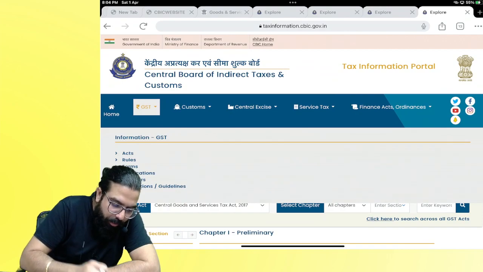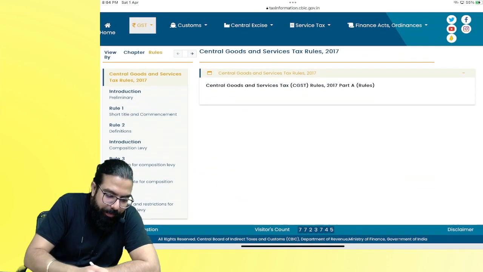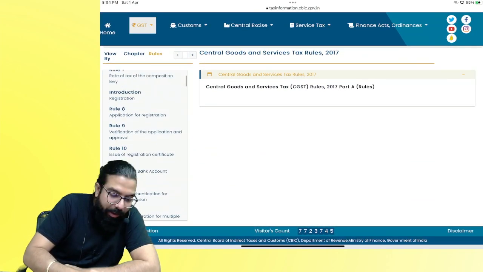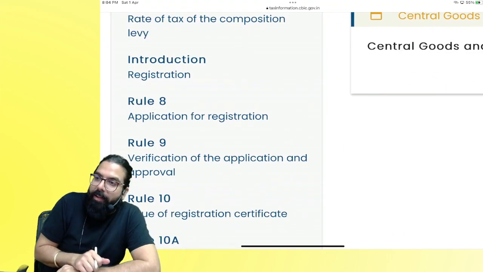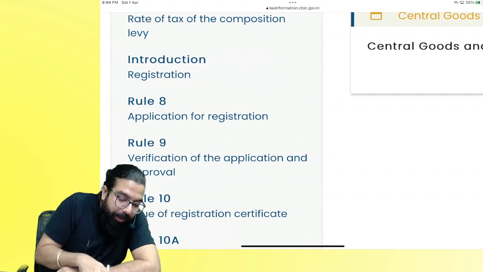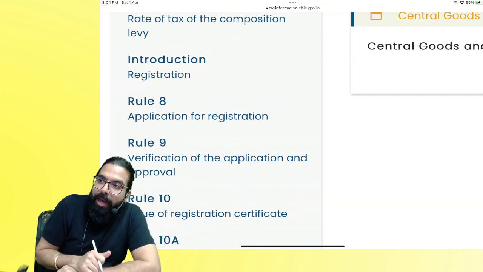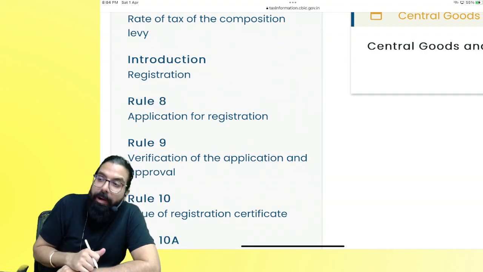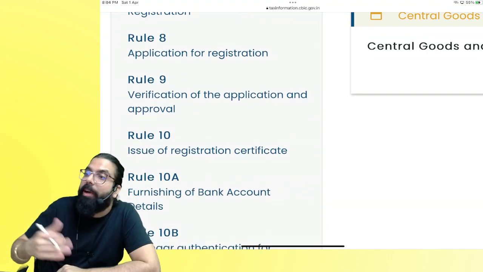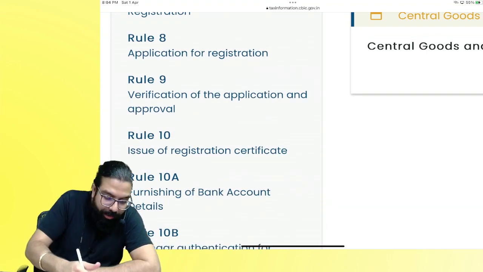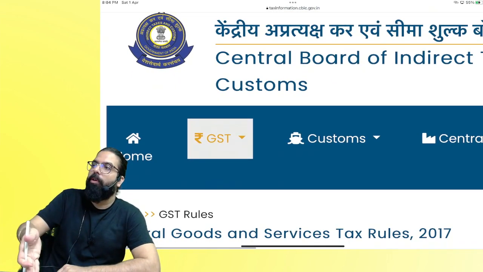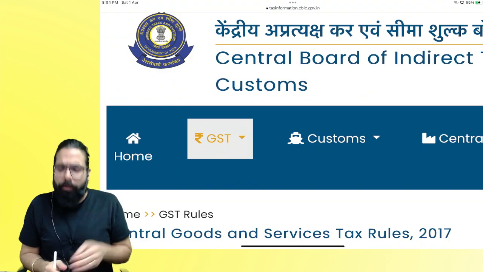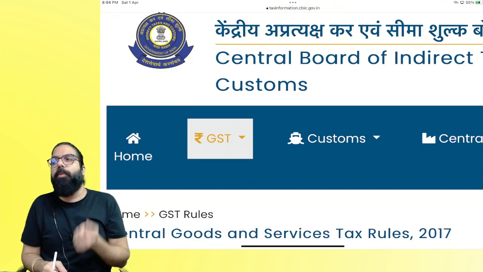Now you can see over here rules. What are rules, everyone? These rules tell how to do things. I want to take registration. Sir, which application? How many days may the application be filed? What are the details to be given? Rule number 9, the officer will do the verification. How many days will the officer take for verification? All these are told in the rules. Then the next one. This is only written in your book. By taking the data from here only, we give it in your book.